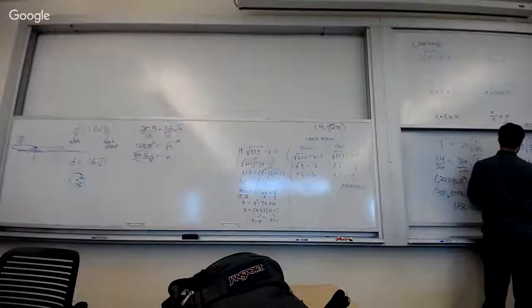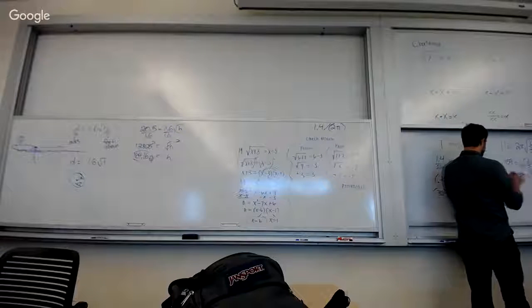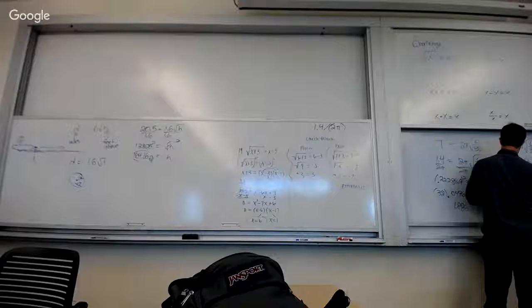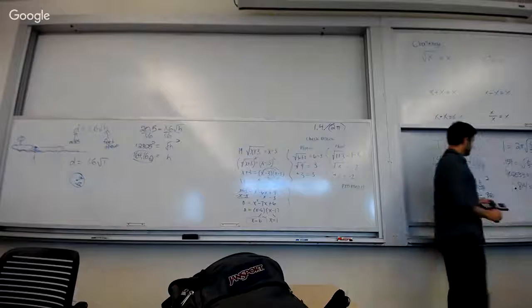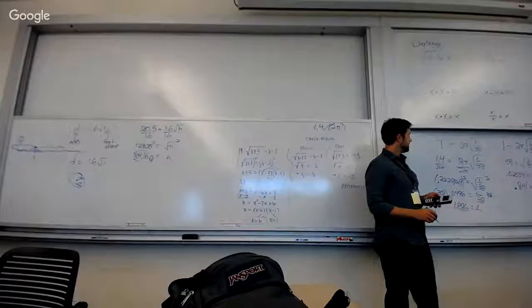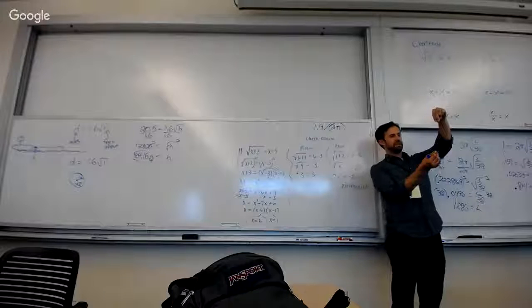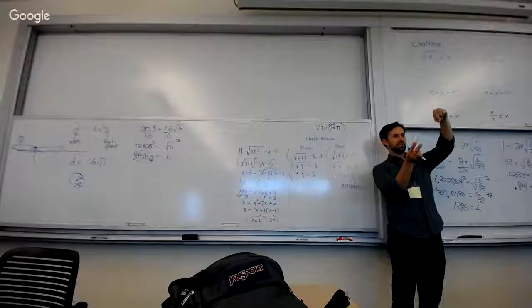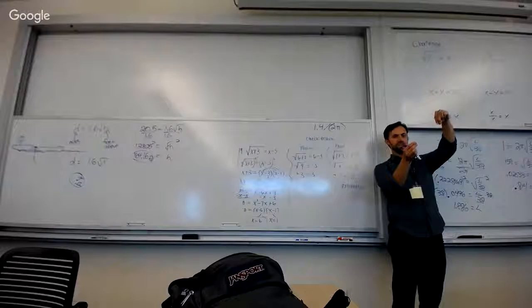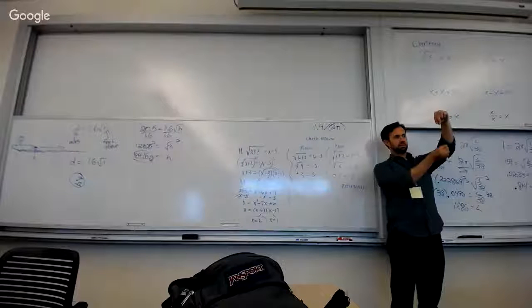0.02533 equals L over 32.17. Then you multiply times 32.17. And the answer turns out to be 0.814 feet. So a little less than a foot, they're saying. If you have a pendulum that's a little less than a foot, and you let it go, it should swing back and forth in 1 second.